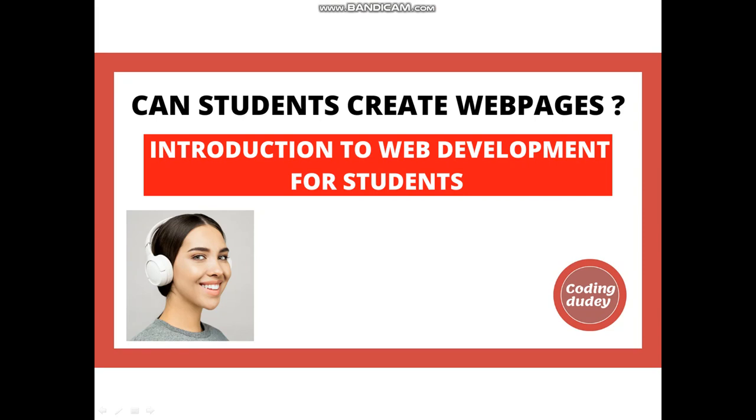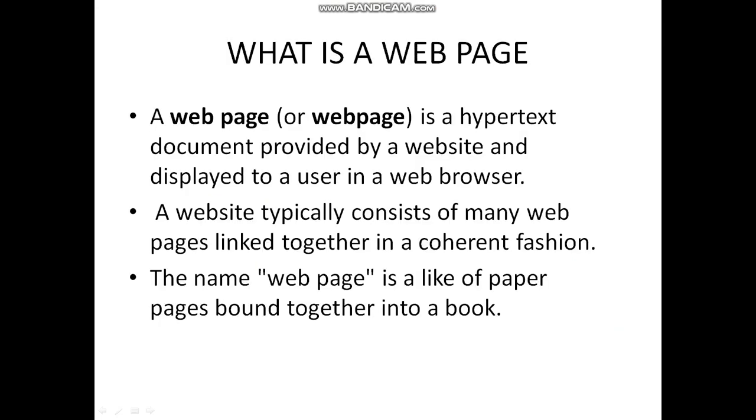Okay, so now let's get started with the topic. What is a web page? A web page is a hypertext document provided by a web server to the user in a web browser. So a web page is actually a page that is shown to the user in a web browser. Okay. So now a website typically consists of many web pages that are linked together. So you know what page means.